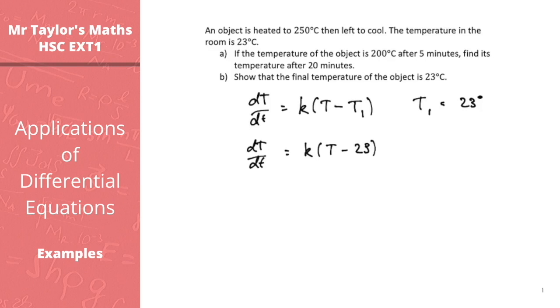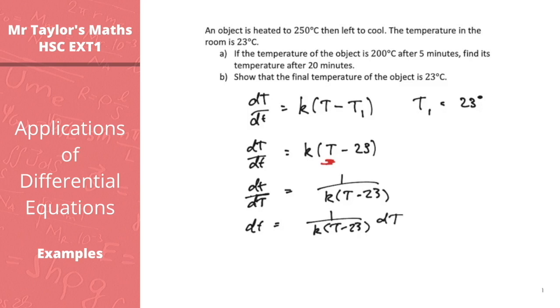Okay, now hopefully you can pick the pattern here. I want to find the inverse of these, because over here on my left I have capital T. So I want to bring my capital T over there. So this is 1 over k(T minus 23), and then dt is 1 over k(T minus 23) dT. Alright, so sure you can pick what's going to happen here.